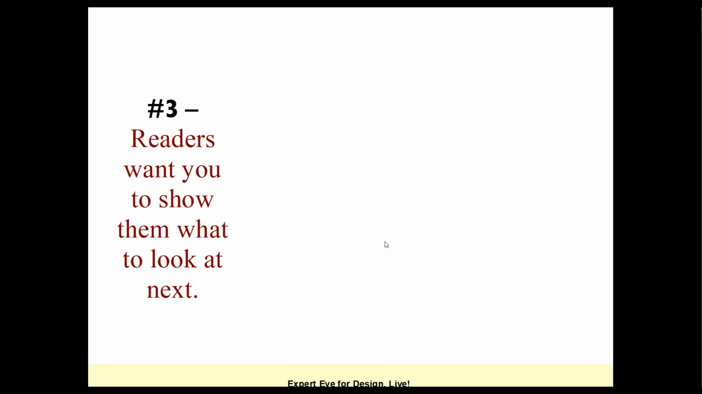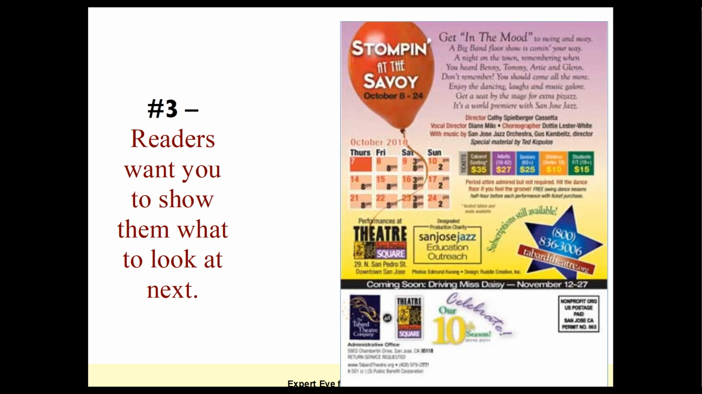The third one that I want to get into is something I was just talking about a little bit with the Mac theater, which is about flow. Readers want you to show them what to look at next. So once you've established what people are looking at, it can be a common problem that you have a focal point at the Savoy. There's a lot of competition for what's going to be the focal point. But I think the balloon probably wins if you had to choose a winner. But then I don't know what to do from there.